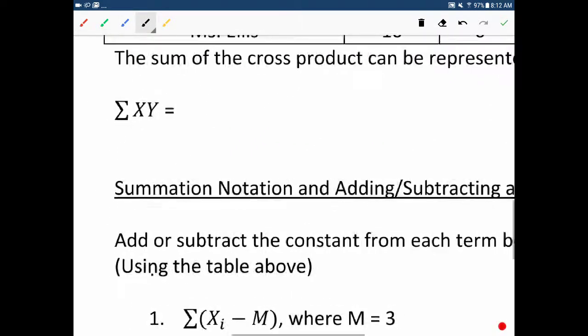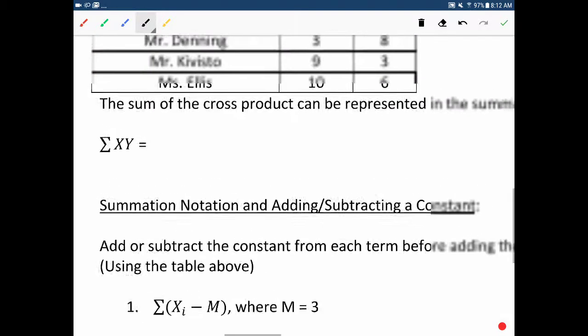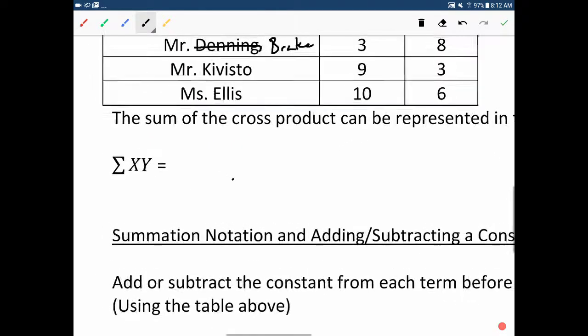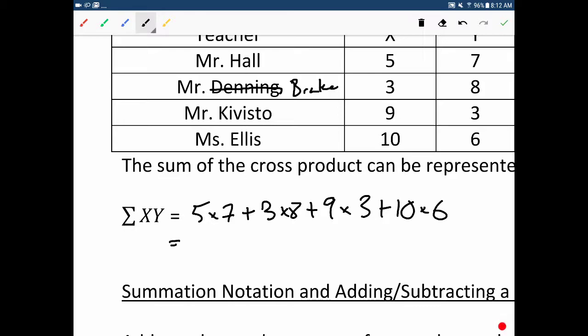Okay, so now in my formula, I have sigma xy. Of course I mean multiplication here. So what you're going to have to do is take both variables and multiply them before you add them up. All right, so let me just zoom in. We'd have 5 times 7 for Mr. Hall, plus 3 times 8 for Mr. Brake, 9 times 3 for Cavisto, 10 times 6 for Miss Ellis. Okay? And then you would just do it using your normal BEDMAS.